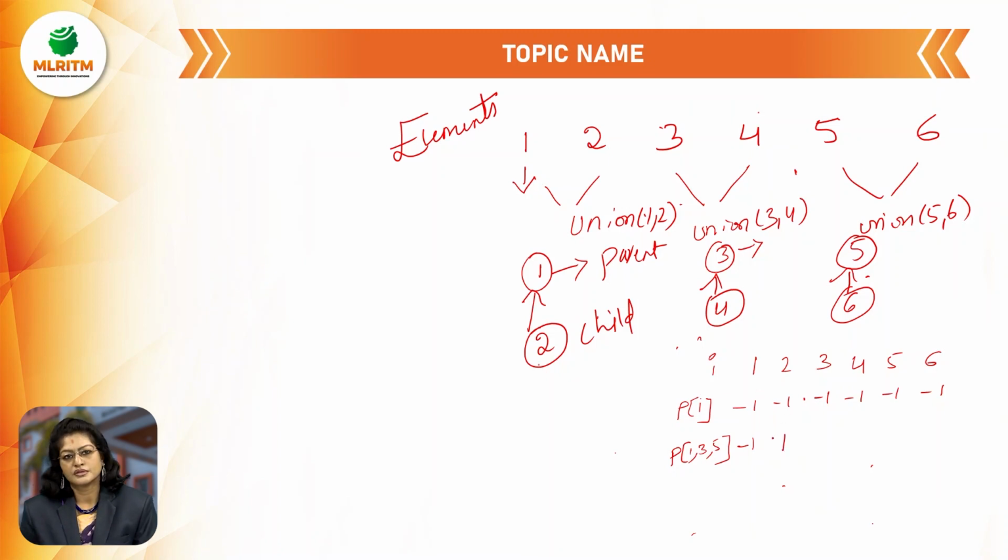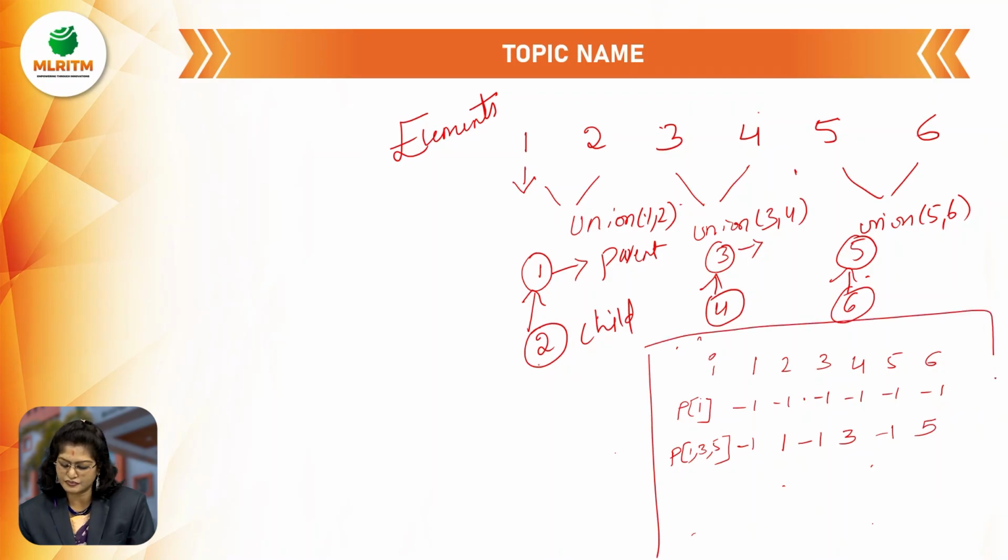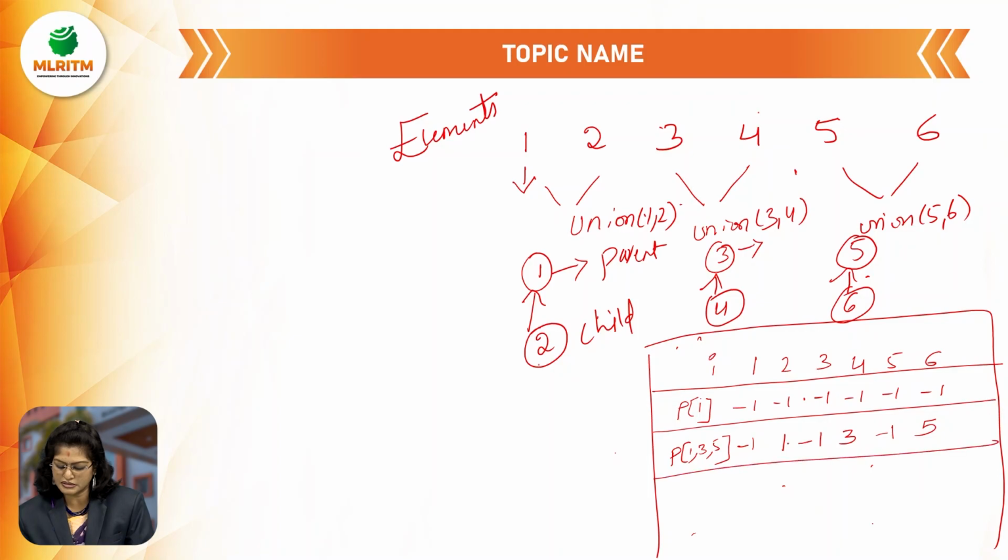2's parent node will be 1, and 3 is your parent node. Again, you need to keep what? -1. And next, 4's parent node is what? Child. All right, next 5 is your parent node, and 6's parent node is what? 5. So this is the next table. First one completed, second one completed. This is for the first union, third union and fifth union.